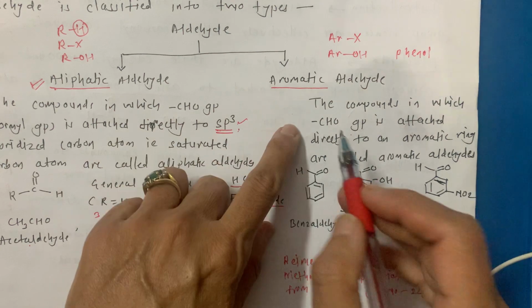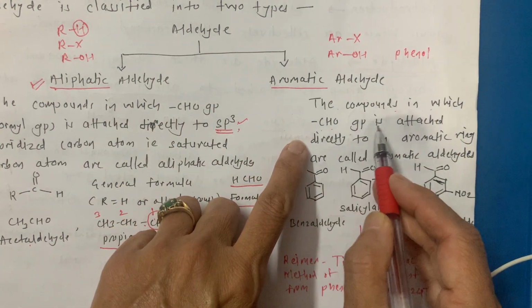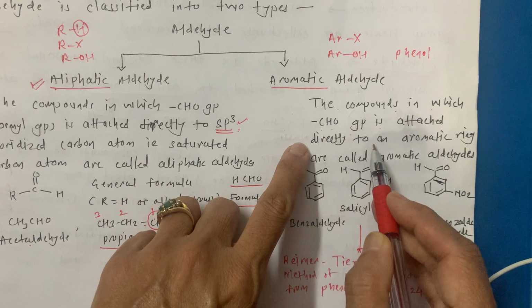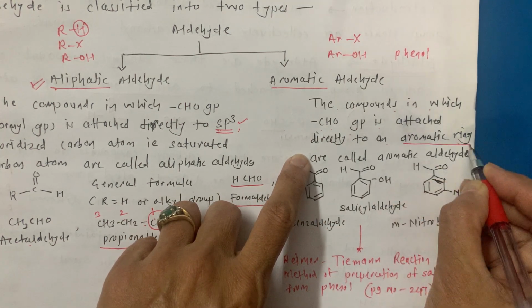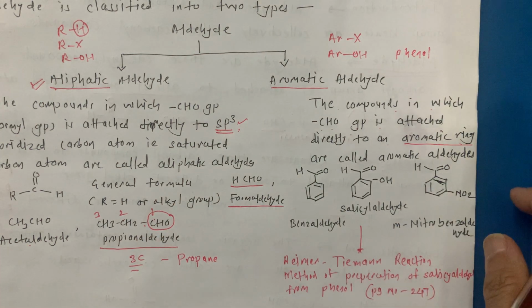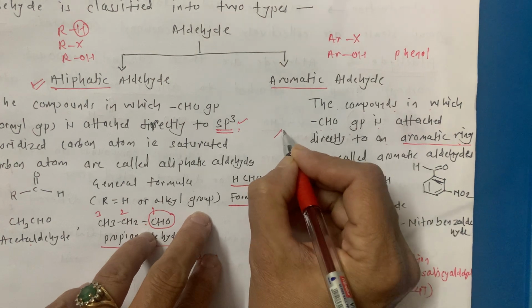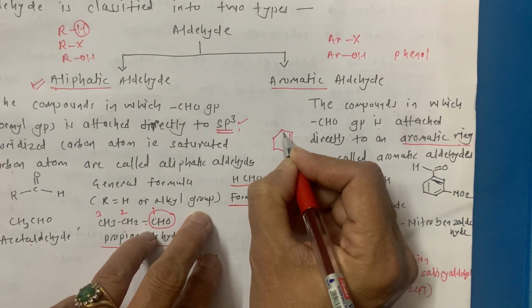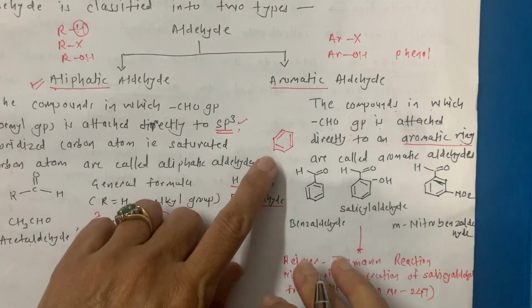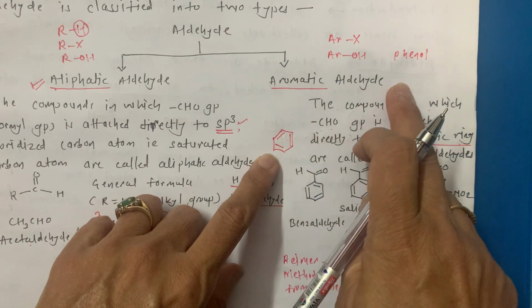What is that? The compounds in which the CHO group is attached directly to an aromatic ring. This is very important: aromatic ring. Which aromatic ring do we know very well? That is nothing but our benzene, which is the aromatic ring. And all these aldehydes are known as aromatic aldehyde.